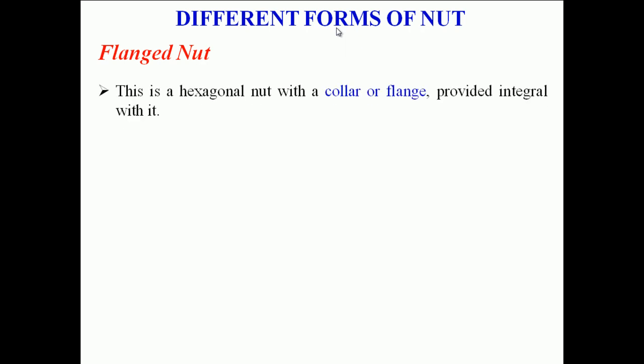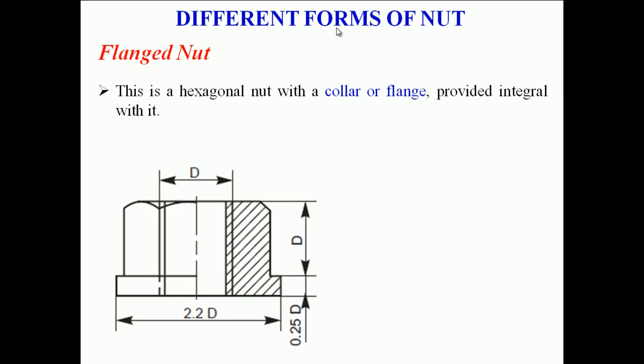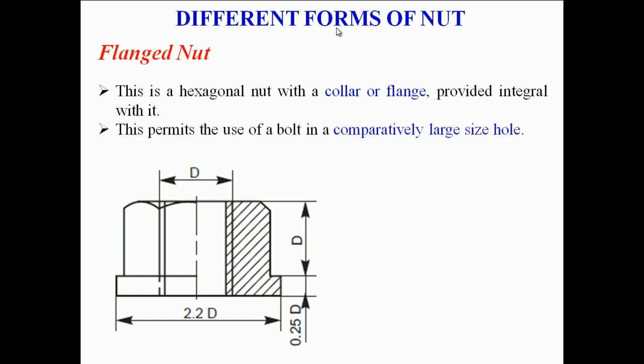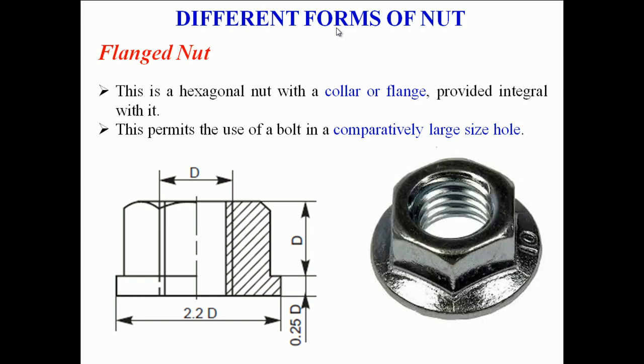Different forms of nut. The first one we are going to see is the flange nut. This is a hexagonal nut with a collar or flange provided integral with it. So this is the two-dimensional representation. All the dimensions are given with respect to the diameter of the hole. This permits the use of a bolt in a comparatively large size hole. This is the actual photograph of a flange nut. Now you can relate it.